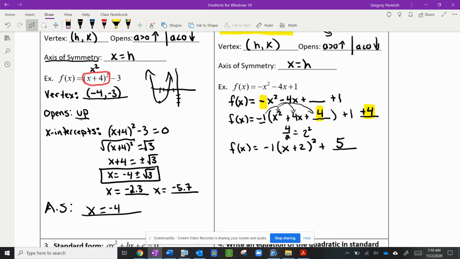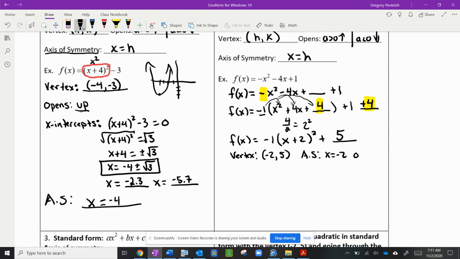Okay, so I'm ready to talk about all of my stuff. My vertex is going to be -2, 5. My axis of symmetry is going to be x equals -2. This is going to open down because my a was -1. And then I need to find my x-intercepts. So this is where I want to set my equation equal to 0, and I want to solve.